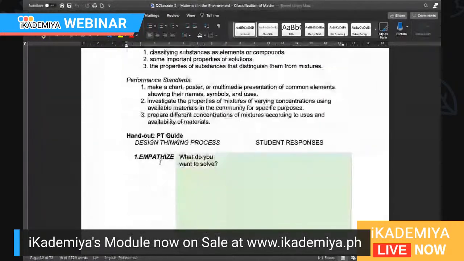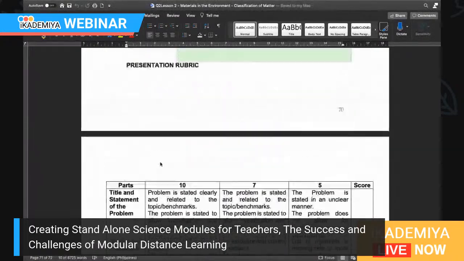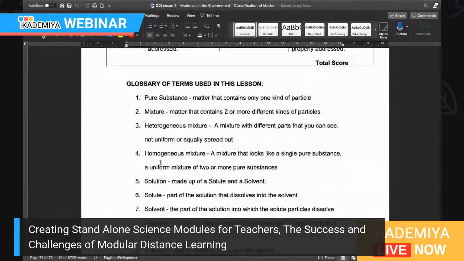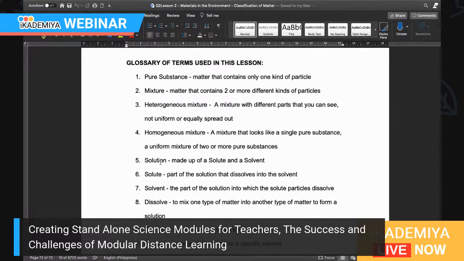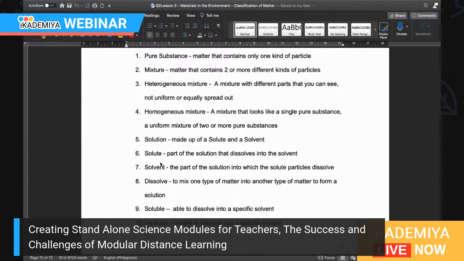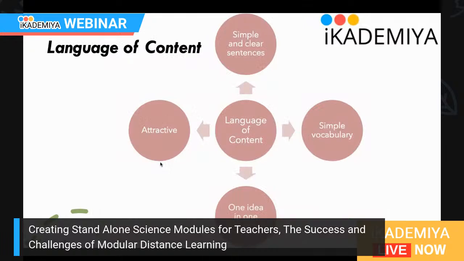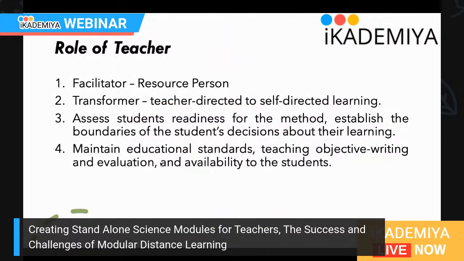I love this module because it has a performance task that can be done at home. It also has a presentation rubric and the glossary, which I've mentioned earlier. One thing that is good about this module is that it has a glossary of terms that can be used by students without having to look in the dictionary. So I think I discussed the module itself. That's a very good module.